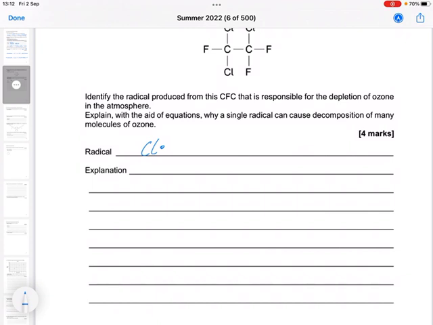So we need the ozone depletion propagation steps. So ClO dot, and the dot is on the oxygen there, plus O2, and then the ClO dot radical reacts with another molecule of O3 to give the chlorine radical back, and O2. Of course, this one radical is regenerated. So we're just going to put a statement here that the chlorine free radical is regenerated.